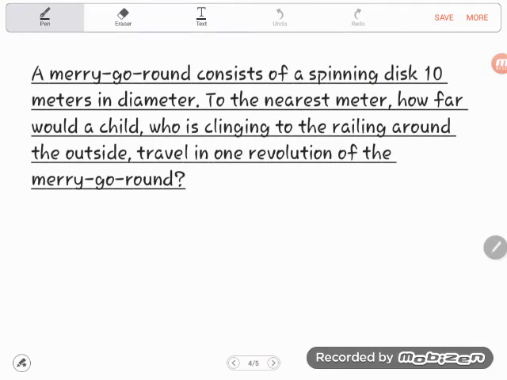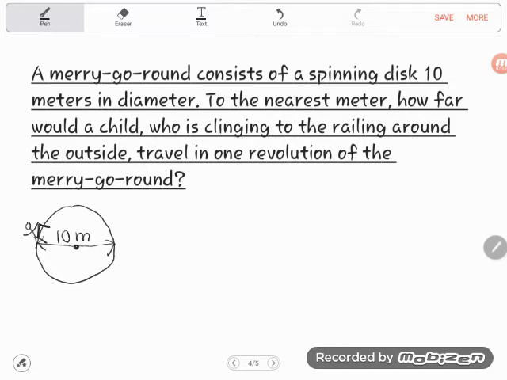It said a merry-go-round consists of a spinning disc 10 meters in diameter. Okay, guys, what's a spinning disc? Oh, that's just a circle. Okay, and they said 10 meters in diameter. So they said diameter this time. I'm drawing that line through the center from one side of the circle to the other. That's a diameter. And then it says to the nearest meter, how far would a child who is clinging to the railing around the outside, here's that kiddo dangerously risking their life on a merry-go-round clinging to the outside, how far are they going to travel in one revolution of the merry-go-round?